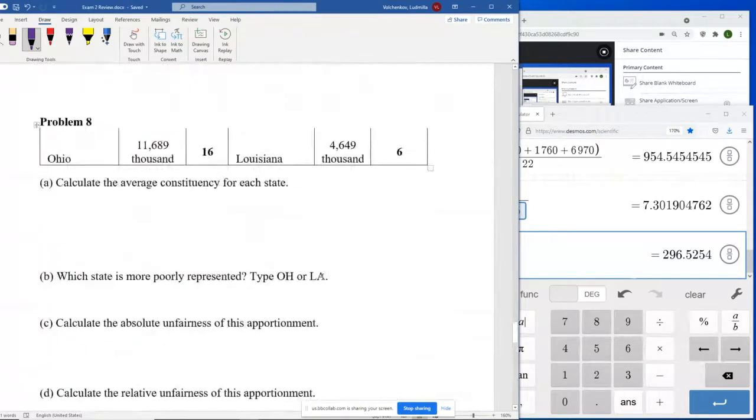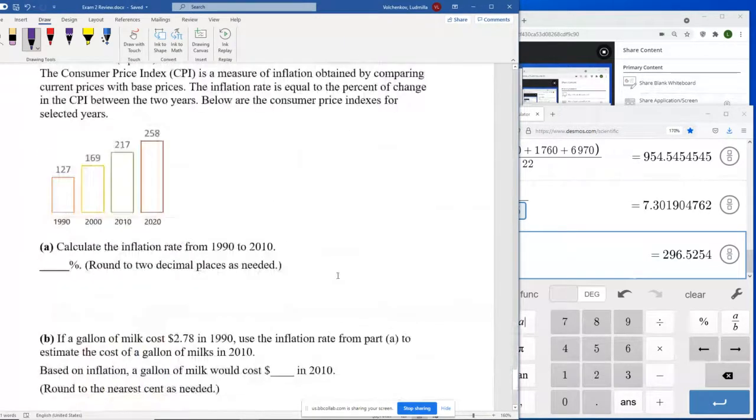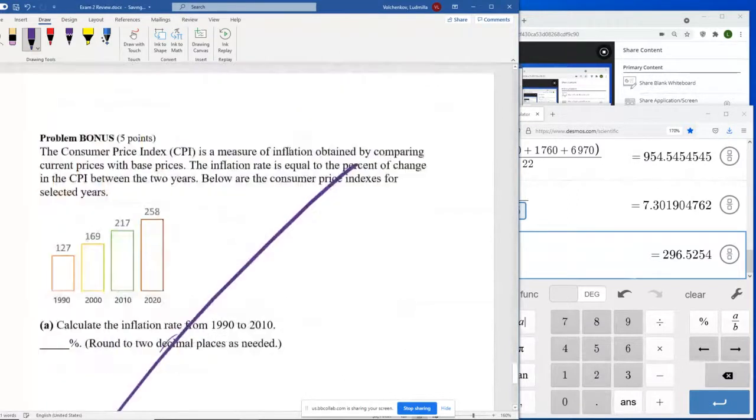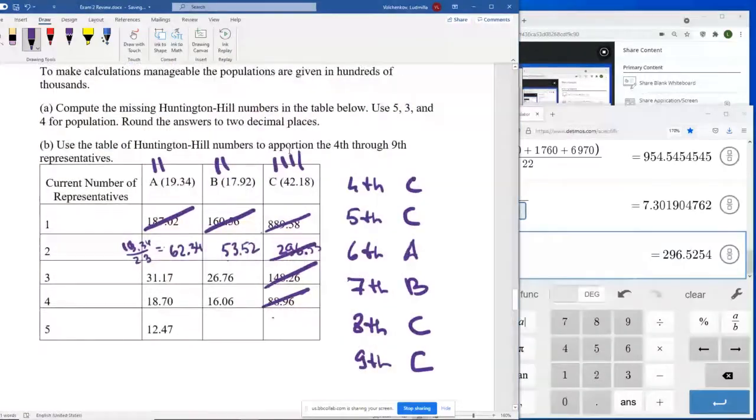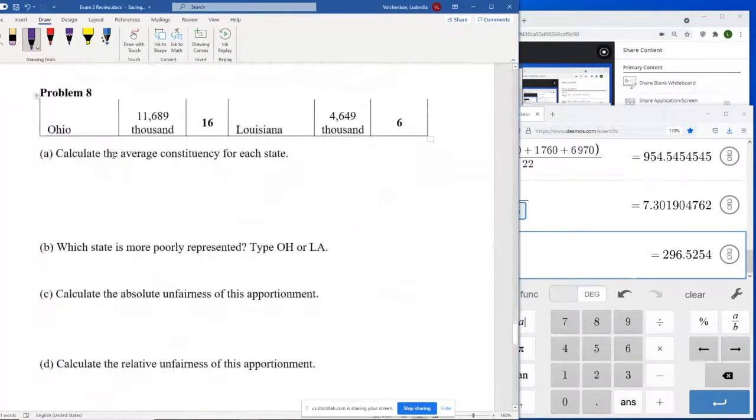I think it's the last problem. I have removed the 9th problem, and for the bonus, we'll count one on the average daily unpaid balance method. This problem will be worth more than 10 points and will work as a bonus, so that we'll have some extra credits for this difficult exam. Okay, and the last problem on the exam is the average constituency, more poorly represented, and average unfairness.